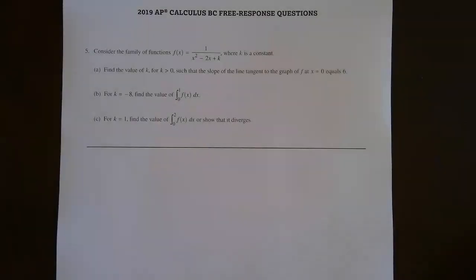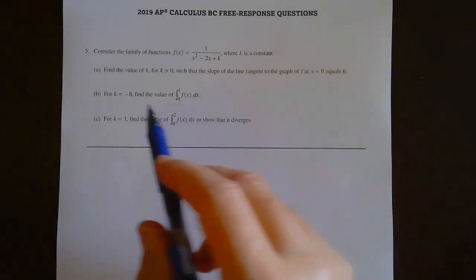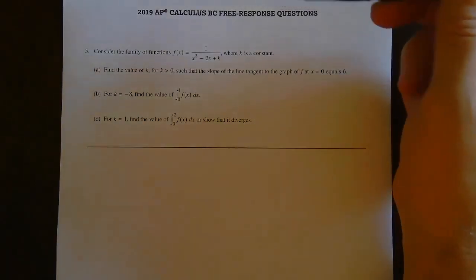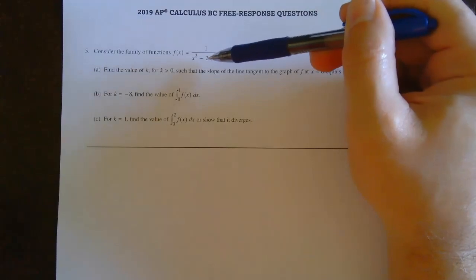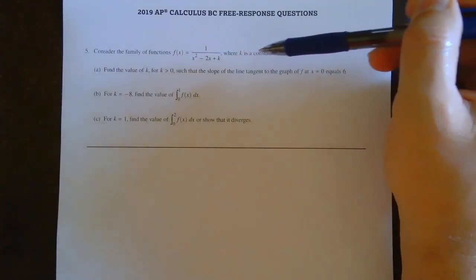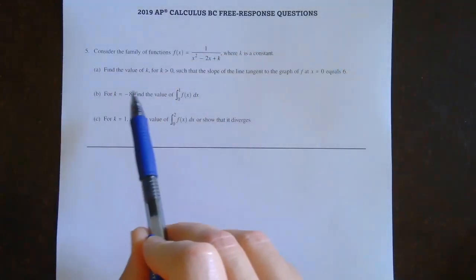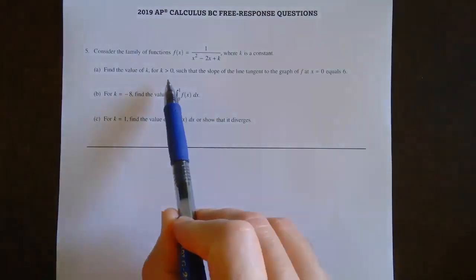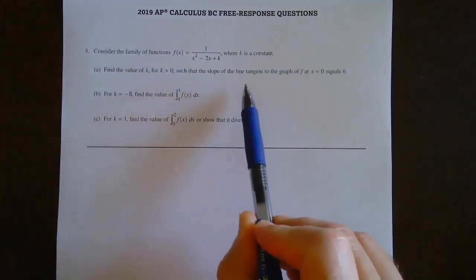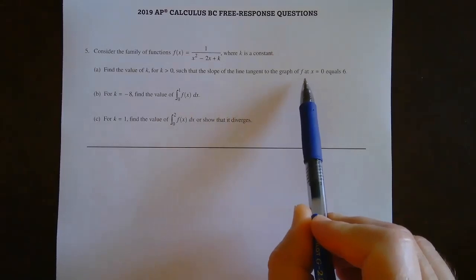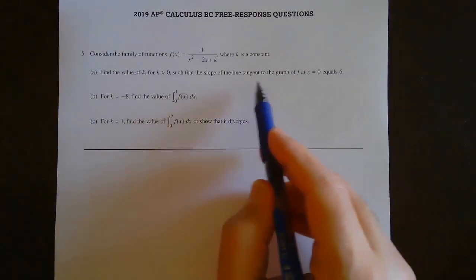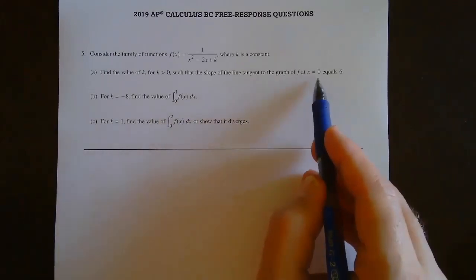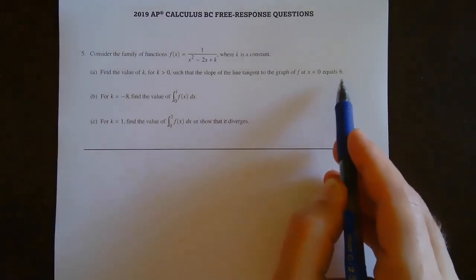So for the number 5 question on the BC exam from 2019, they tell you consider the family of functions where f of x is equal to 1 over x squared minus 2x plus k. K is a constant. Find the value of k for k greater than 0 such that the slope of the line tangent to the graph of f at x equals 0 is equal to 6. So slope of the line tangent, that'd be f prime of 0, and that has to equal 6.